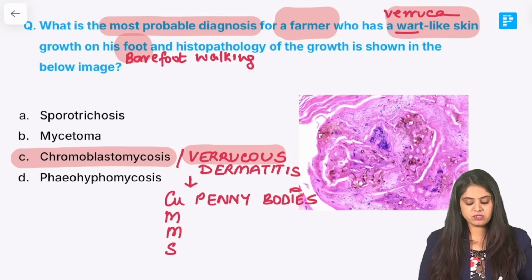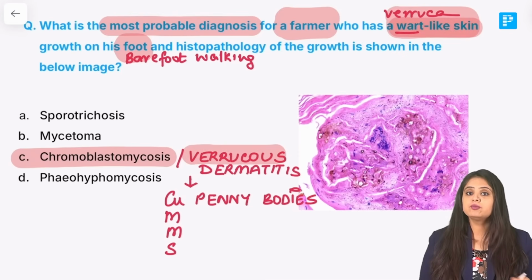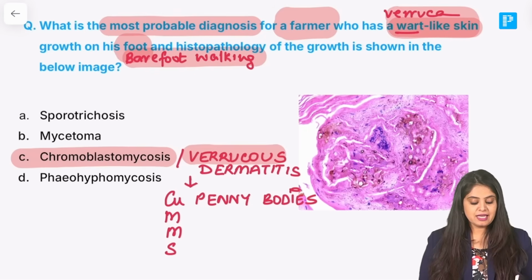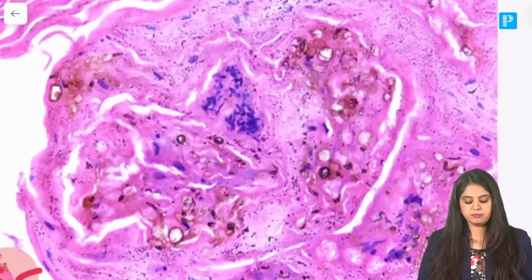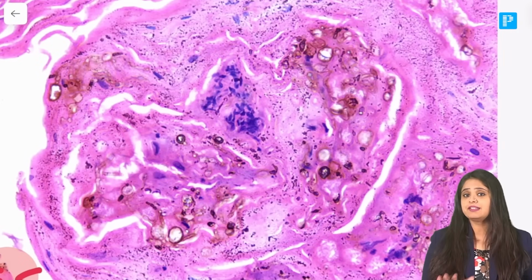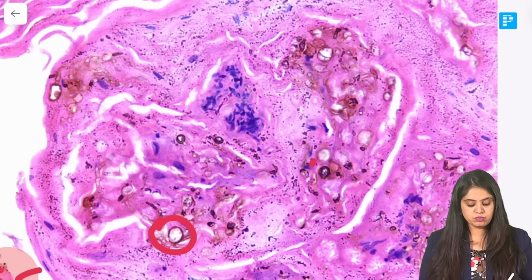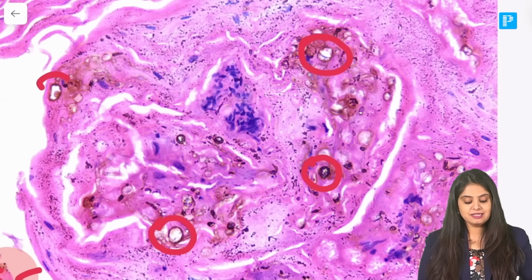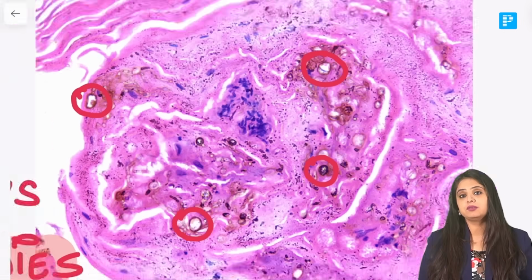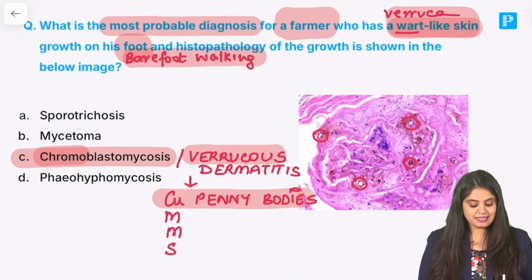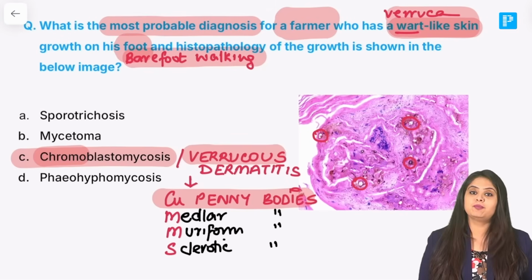Verrucous tells me that the patient will have multiple warty lesions, usually seen in farmers due to barefoot walking, and chromo tells me something colorful. So this shows you the copper penny bodies, which was shown in the picture here. Maybe you didn't zoom in. In the exam, you couldn't zoom in, but there was definitely a brownish round element which you could visualize even without zooming in. The classical copper penny bodies, but they will ask you the other names of copper penny bodies. That is MMS: it is known as the Medlar bodies, the muriform bodies, and also the sclerotic bodies. These are all the other names of copper penny bodies.